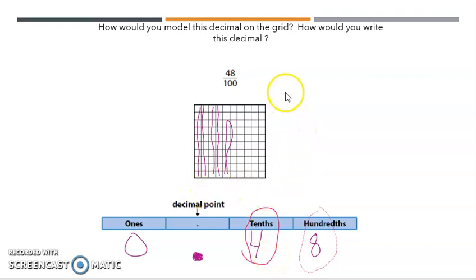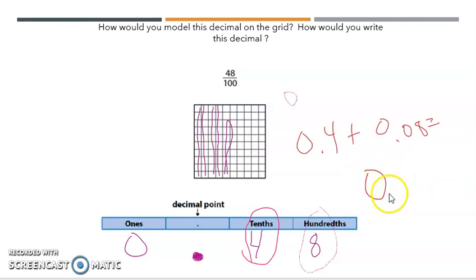In fact, I could write it in expanded form. I could say I have 4/10ths plus 8 hundredths. And what does that equal? When I put it together, I have a 4 in the tenths place. I have an 8 in the hundredths place. All right. We'll practice with that again later.